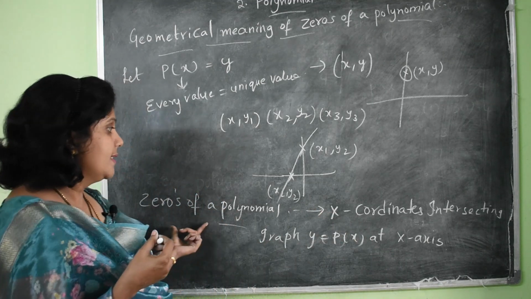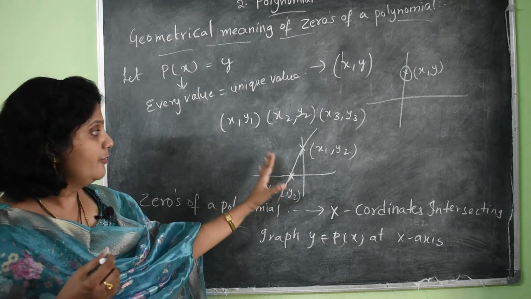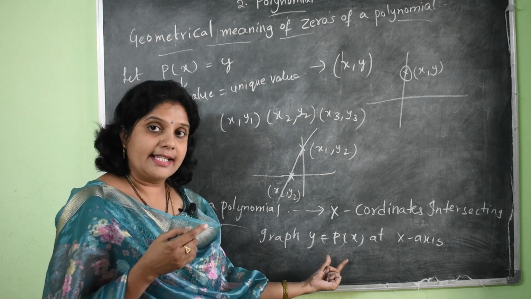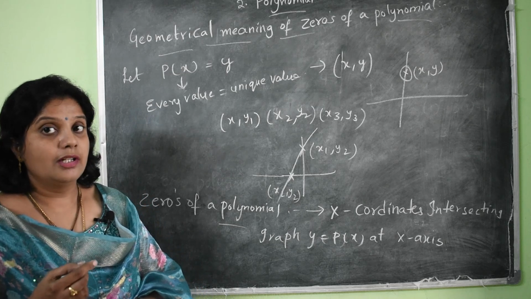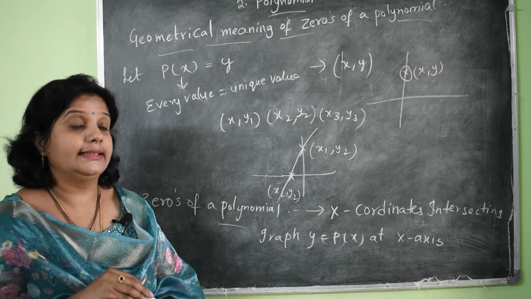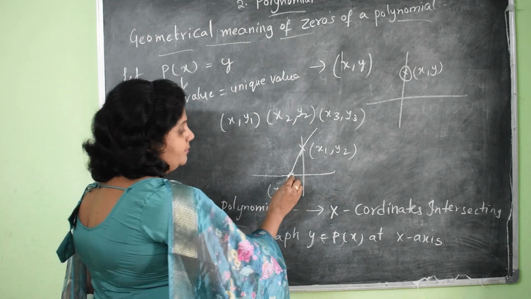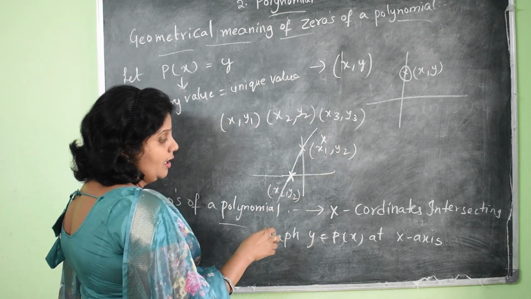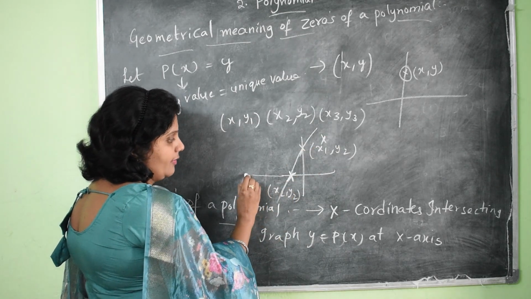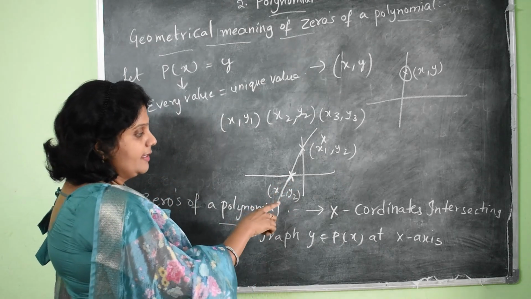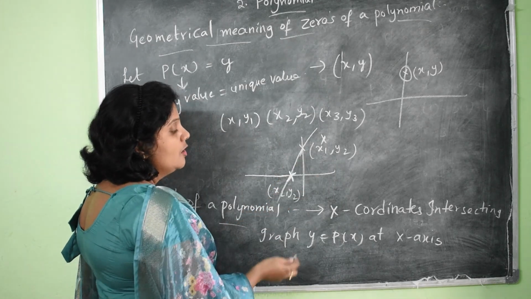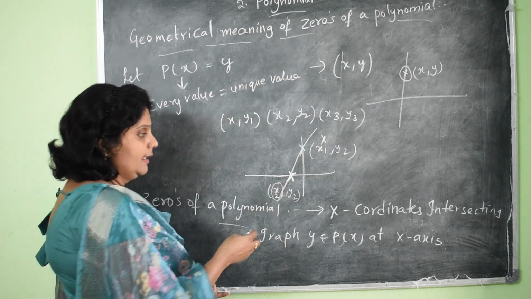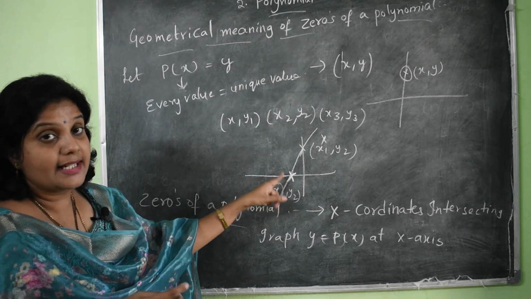Suppose, for example, we draw a graph for the polynomial y is equal to p of x. The zero of the polynomial for that graph is the x-axis intersection point only. We are not going to take this one. Where does the graph intersect the x-axis? The graph intersects the x-axis here, not here. So we take the x-coordinate of the point where the graph is intersecting the x-axis.